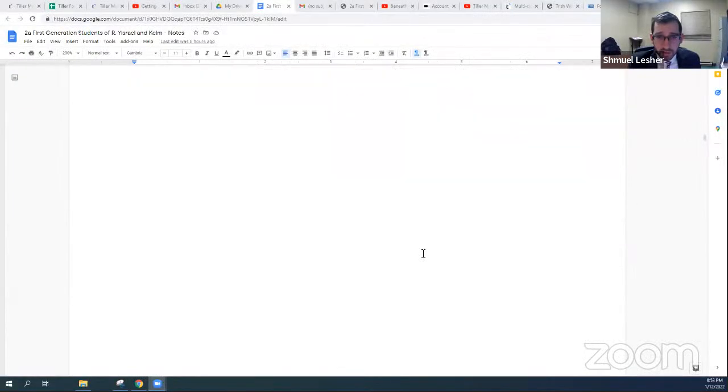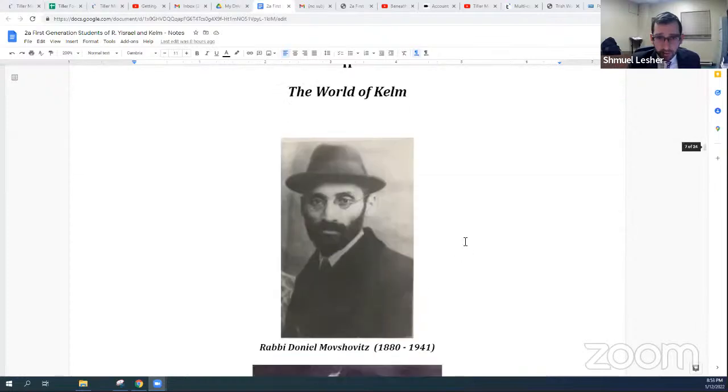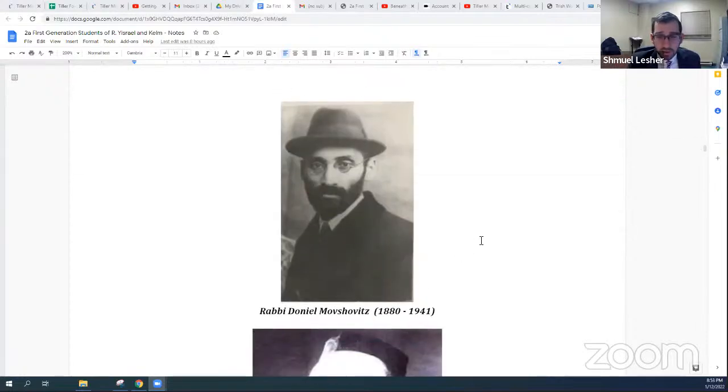I'll share my screen. Some pictures I have of the students that came out of the yeshiva of Kelm. So this was Rav Daniel Movshovitz. Rav Daniel, who was murdered at the hands of the Nazis in 1941, was the last sort of leader, religious figure in the yeshiva in Kelm.